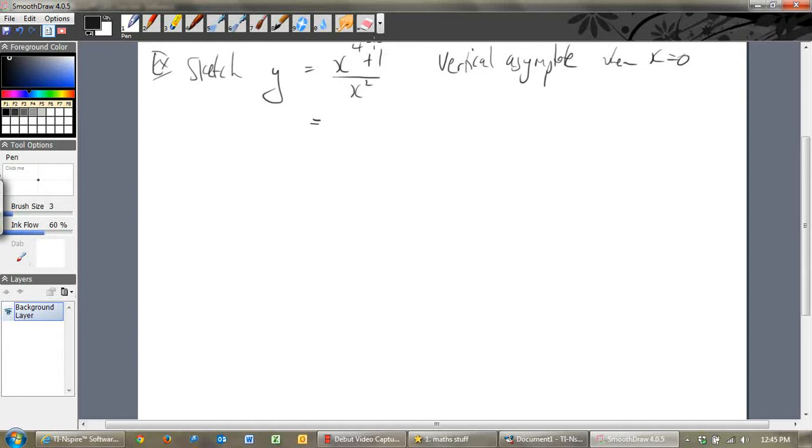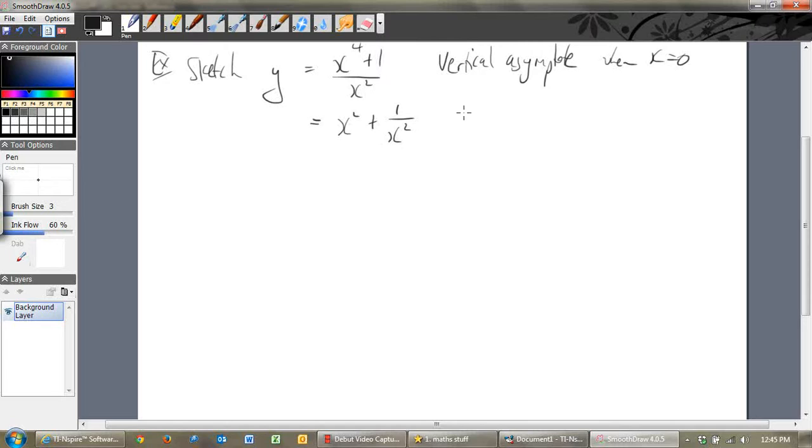Let's rewrite this. What we want to do is write it as something plus something. We can just divide x to the fourth plus 1 by x squared. You can use long division for this if you want, but you can just divide both parts. What's x to the fourth divided by x squared? That's just x squared. What's 1 divided by x squared? That's 1 over x squared. Being able to write it like that is very helpful because we're able to sketch this.